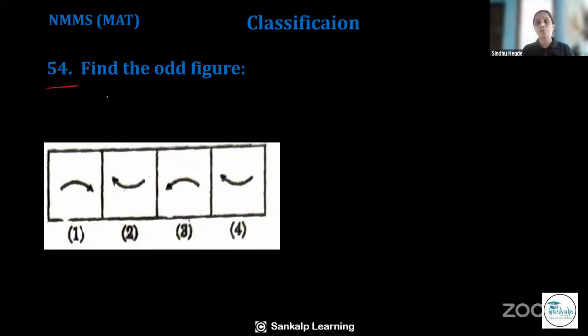Let us see question number 54 of the chapter Classification Non-Verbal. Find the odd figure. Here it shows 4 figures. All the figures contain an arrow mark. So on the basis of that rotation, we can take out one odd figure. So start with figure 1. It starts like this. We call it clockwise. On the basis of clockwise, next that arrow should follow.